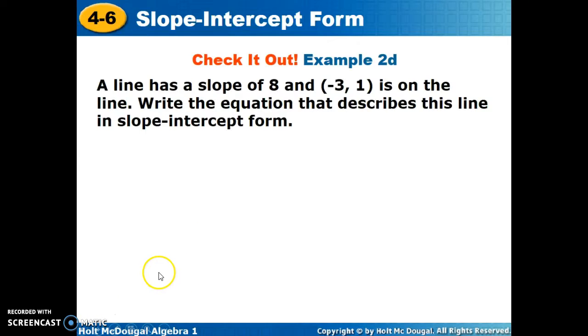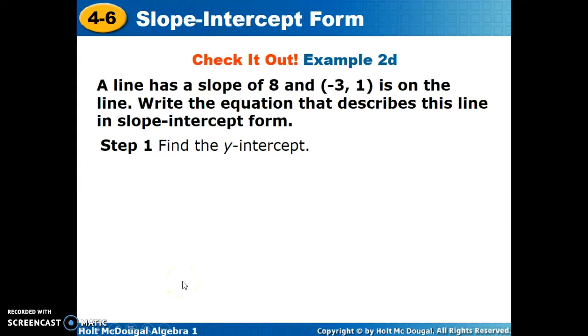So let's try 2D. If a line has a slope of 8 and a point that it passes through, (-3, 1), write the equation that describes this line in slope-intercept form. Work out the problem and come back and check your answer.